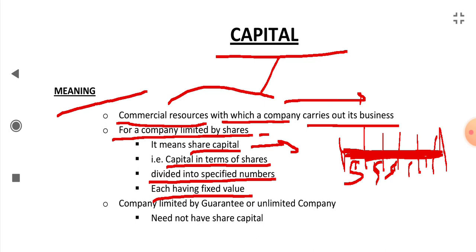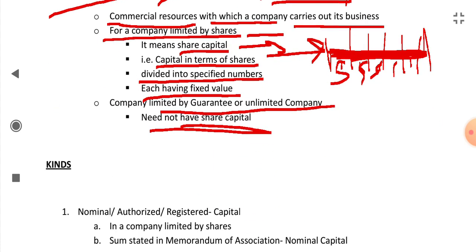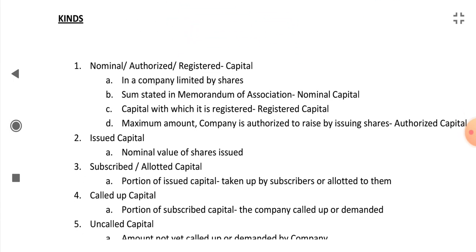It is in the companies which are limited by shares. In those companies the capital is in the form of share capital. The companies which are limited by guarantee or unlimited companies need not have share capital, they need not have their capital divided into shares. So this was the definition or meaning of capital.